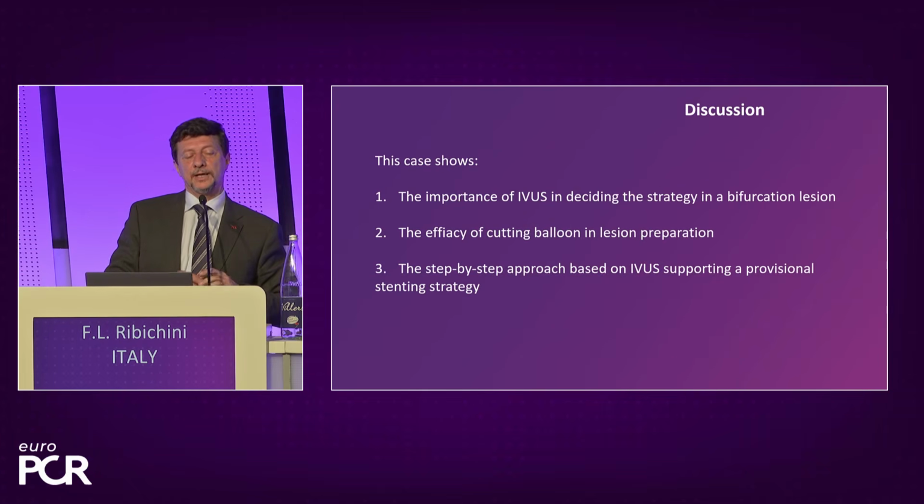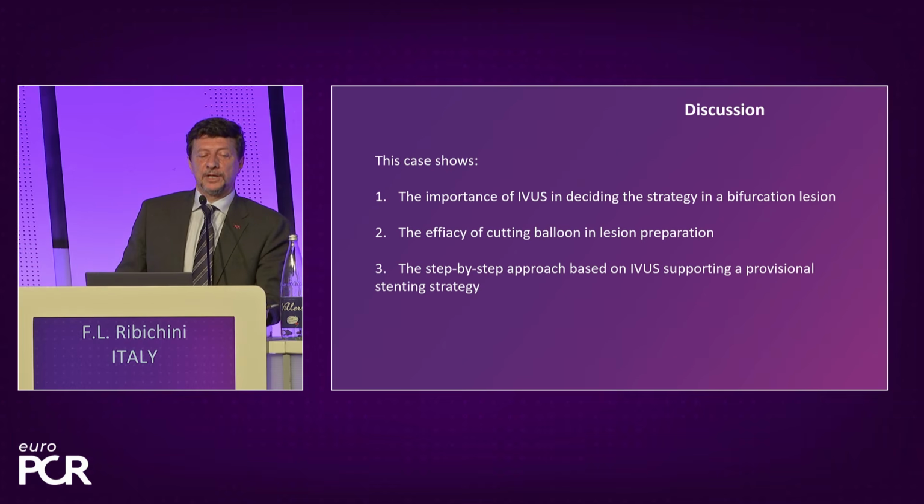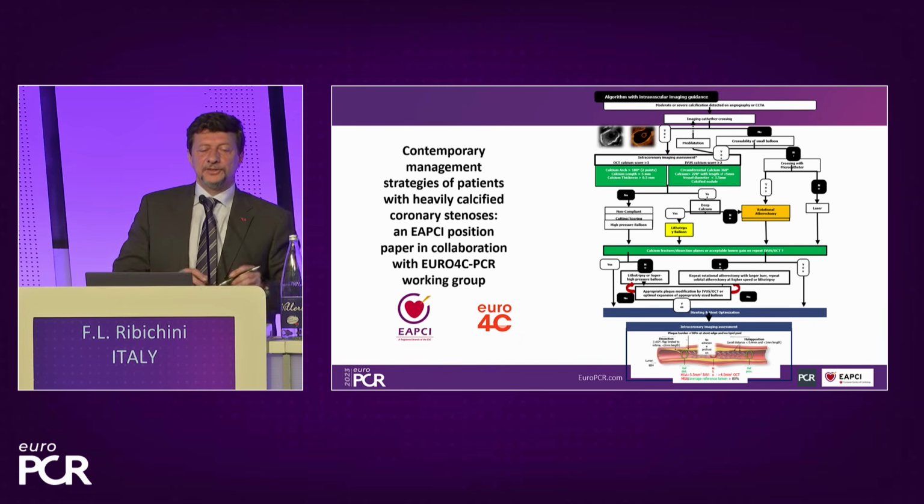And the conclusions are, again, underlining the importance of IVUS in deciding the strategy in a bifurcation. In this case, the efficacy of the cutting balloon cannot be anticipated. You have to try and look at the expansion. If it does not work, of course, you have to upgrade to something which is more effective. And this step-by-step approach based on IVUS can help you decide whether to use one or two stents. Thank you.